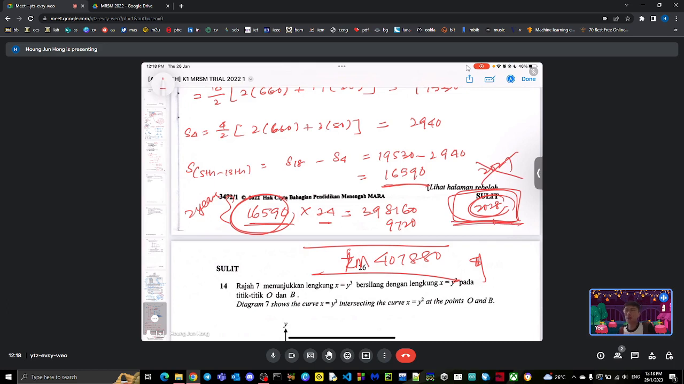Yep, that's it. Or maybe you can do the other way around, such that you plus all together and then you minus 2028 also can, minus 2027 also can, but up to you. Anyway, your final answer should be 40788. Okay, yep, that's it for question 13.